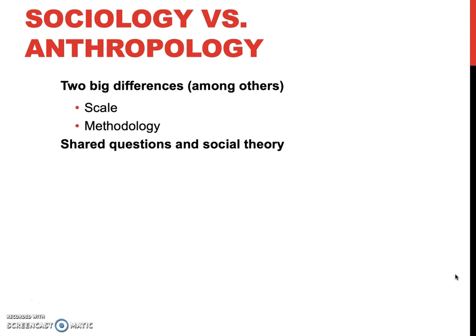There are two big differences between the two fields, among others, and they're basically scale and methodology, or at least traditionally this was the case. Today, there's more overlap between the two, and this isn't as true as it was before. But think about scale. As you're starting to learn about cultural anthropology, anthropologists tend to study very small-scale societies: foragers, small-scale agriculturalists. We tend to study a village that might have just a few hundred people in it. So, for example, the Gabusi, who number only in the hundreds.